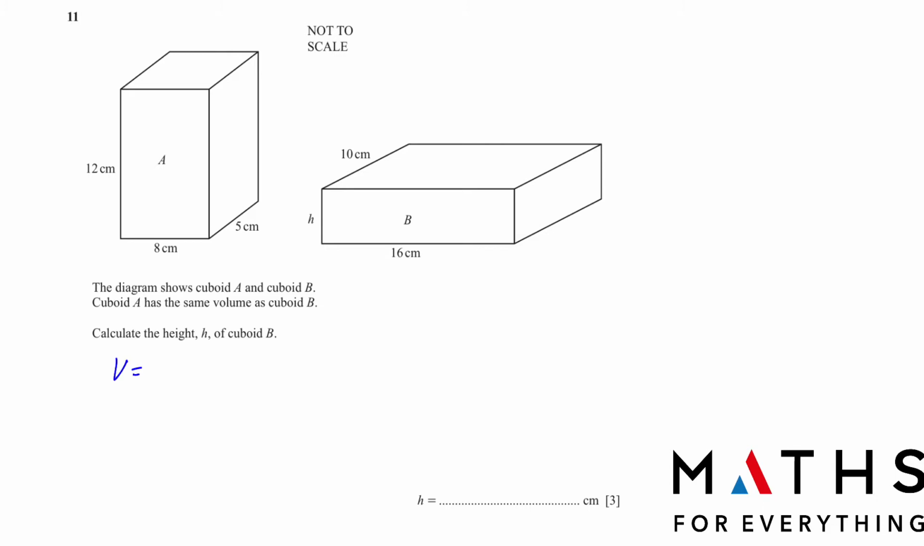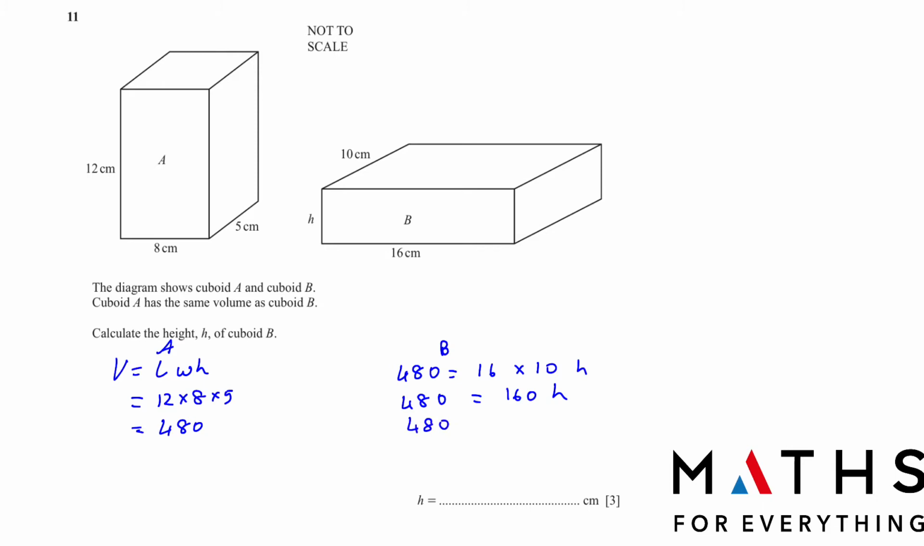To find the volume of cuboid A, we multiply length times width times height. So 12 times 8 times 5. Volume of cuboid A is 480 and volume of cuboid B is also 480. So 480 is equal to length times width times height. We don't have the height, so we have to find it. So 480 equals 16 multiplied by 10 is 160 h. To find the height, we have to shift 160 to the other side. 160 h means 160 multiplied by h. So when we shift it to the other side, it's divide, and divide we write in the denominator. This will give us 3. So height is 3 centimeters.